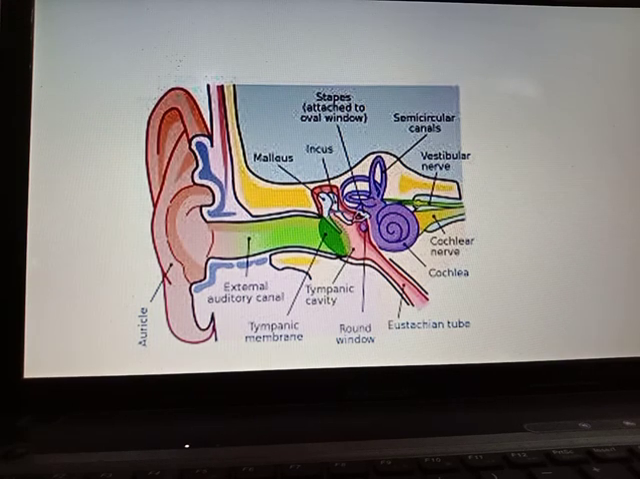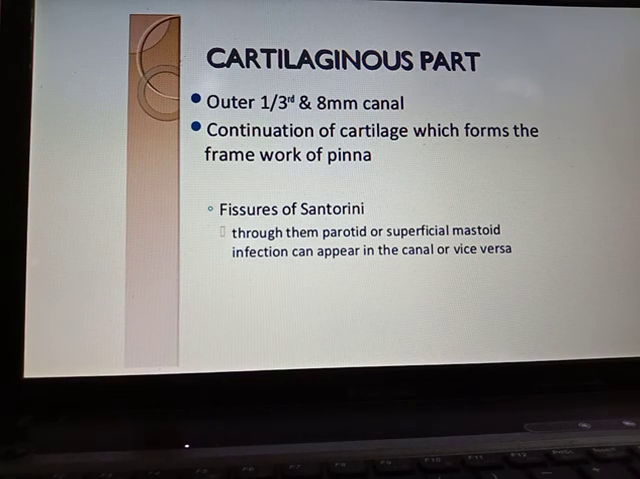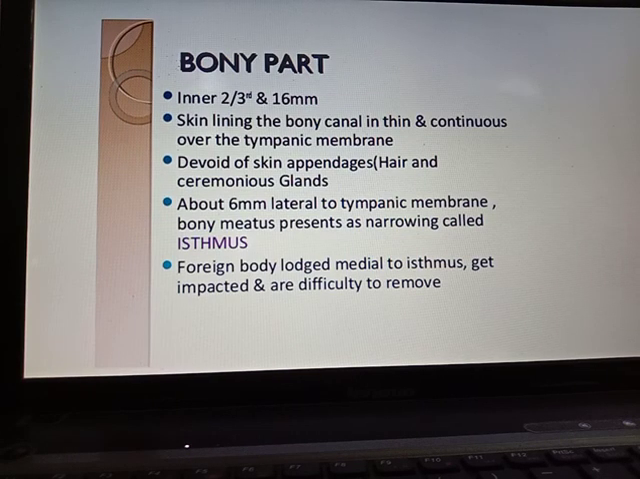Then come to the next slide. Through the fissures of Santorini, parotid or superficial mastoid infection can appear in the canal, or vice versa. Previously I told you there are some fissures in the anterior wall through which infection from the parotid comes to the external ear. This is known as the fissure of Santorini.